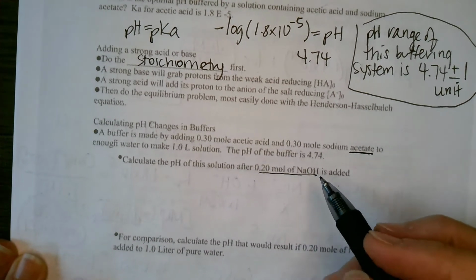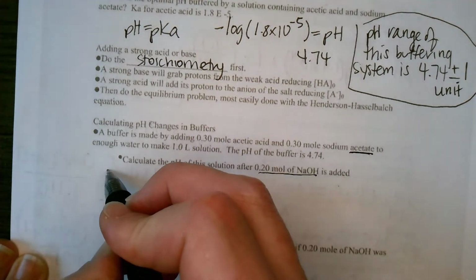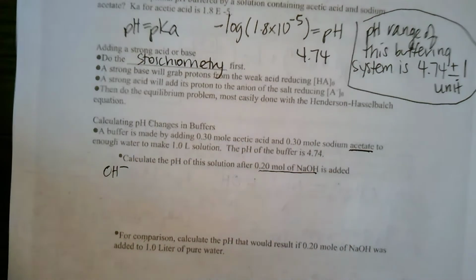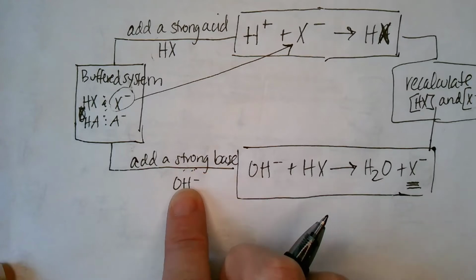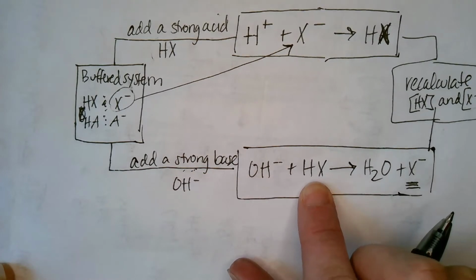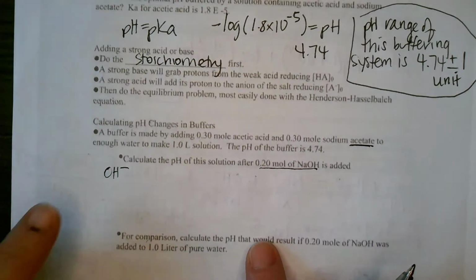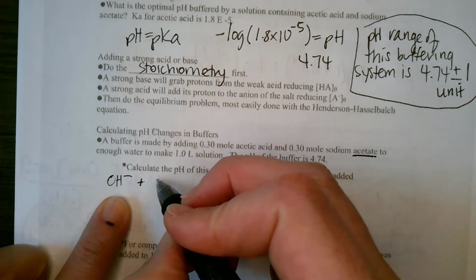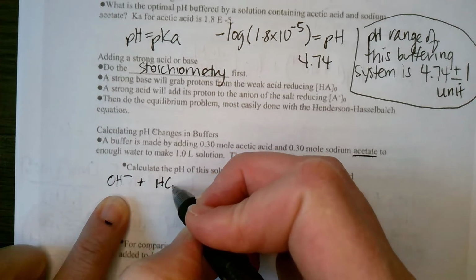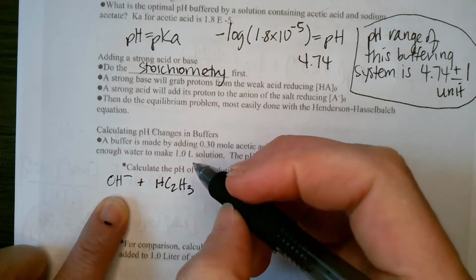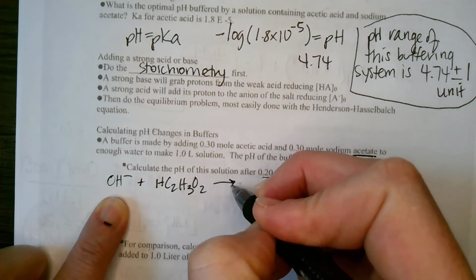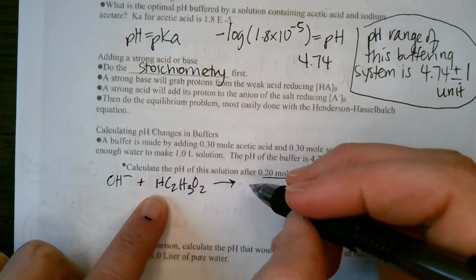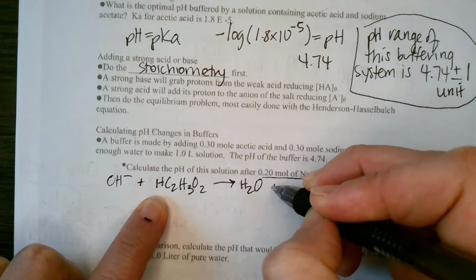So let's look at what we have. We have hydroxide, and we know that adding a strong base, that hydroxide is going to react with the acid. So we're going to take that hydroxide plus our acetic acid, which is HC2H3O2. And we know that this is going to make H2O and acetate.